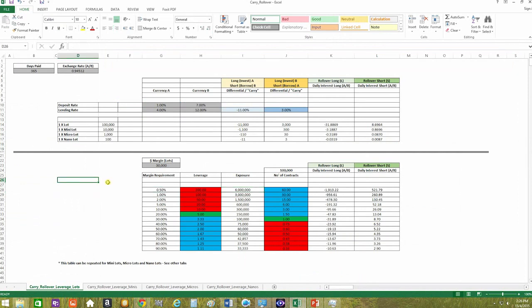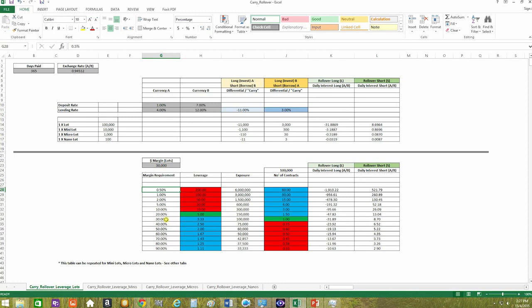And it's a pretty basic, straightforward spreadsheet in terms of the computational methods used. It's all linear. So what we've got is another assumption, and this is the amount of margin that you put in your trading account. And down the left hand side here we have the various margin requirements, and we start off with 0.5% margin requirement, which is 200 times leverage, all the way down to 90% margin requirement, which is basically almost 1-for-1.